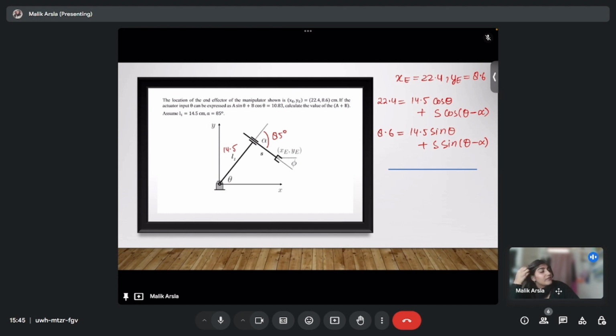Anybody got the equation in terms of a dash sine theta plus b dash cos theta is equal to c dash? No, ma'am. Okay, you're still trying to do it? Are you at least trying? Yes, ma'am. Okay.